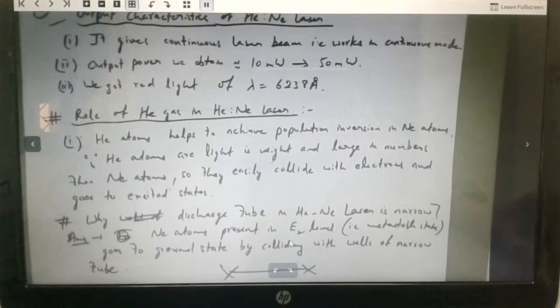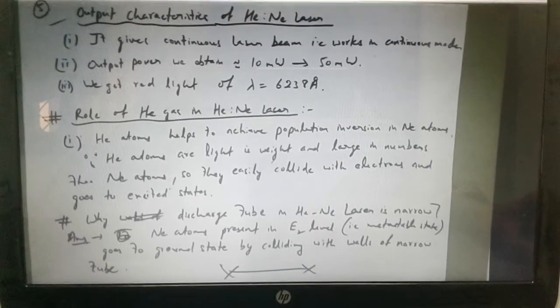So that was all about the helium neon laser. I hope you have understood this laser.